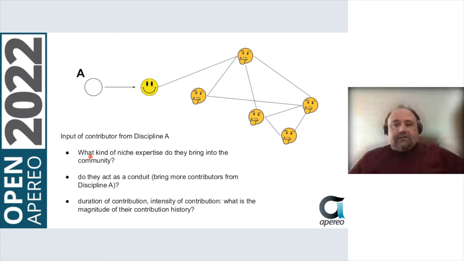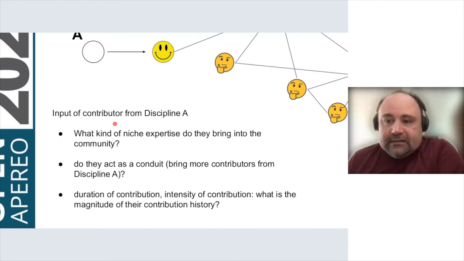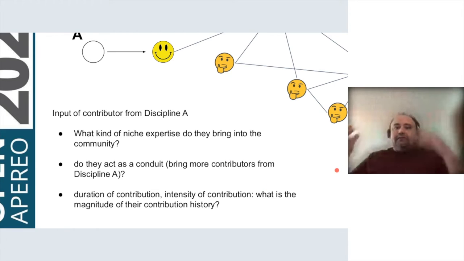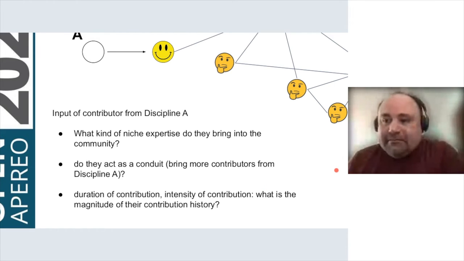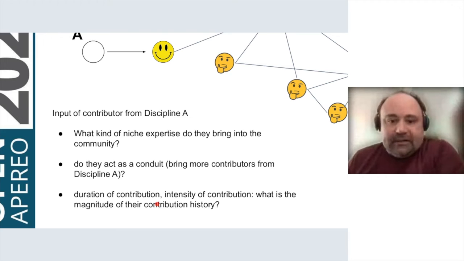And then you have to ask the question of these people, knowing that they come from a specific place, what kind of niche expertise do they bring into the community? Someone from design will come in with a design background, and that will shape what you can do in your community. The second is, do they act as a conduit? Do they bring more contributors from discipline A? That means they're reinforcing their numbers in that small group of people, and they're going to build this sort of sub-network that is maybe doing things specialized in that area.